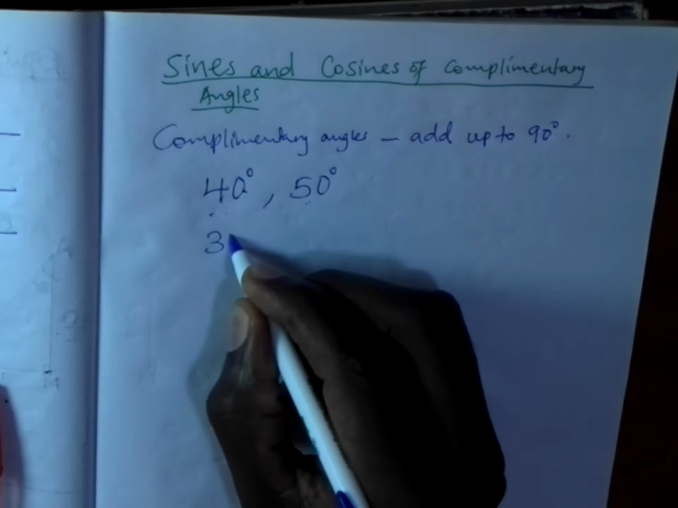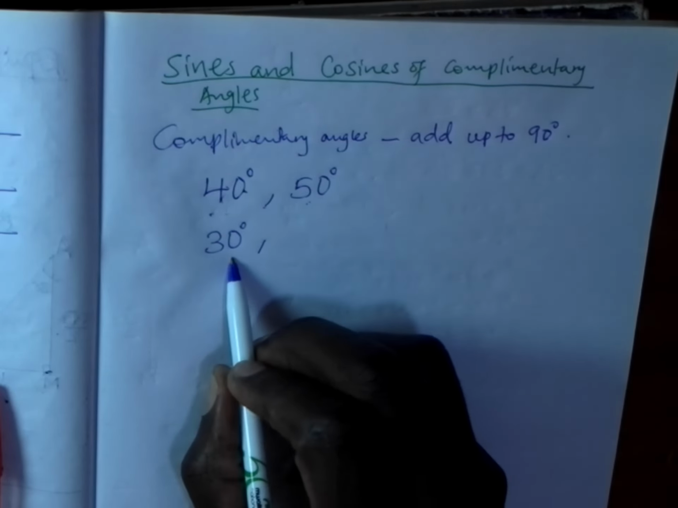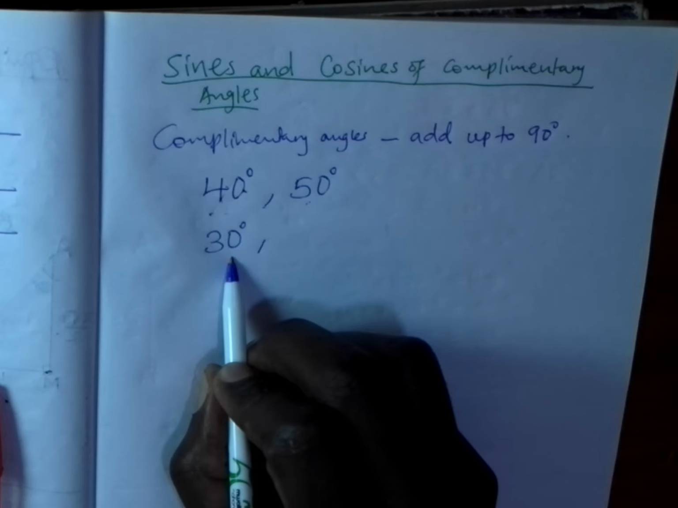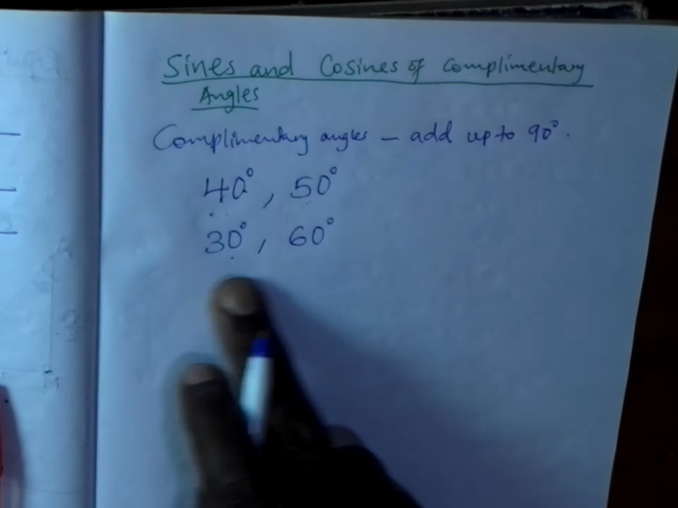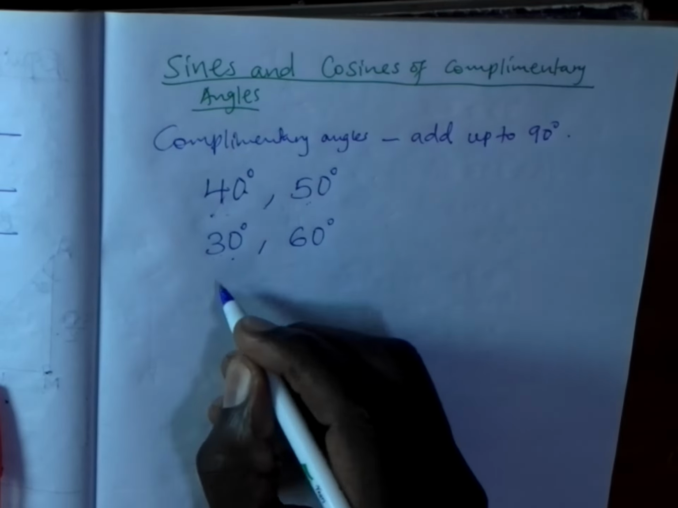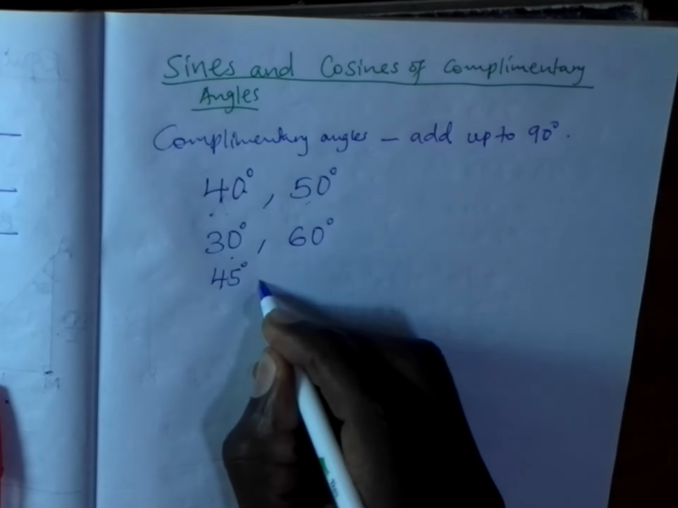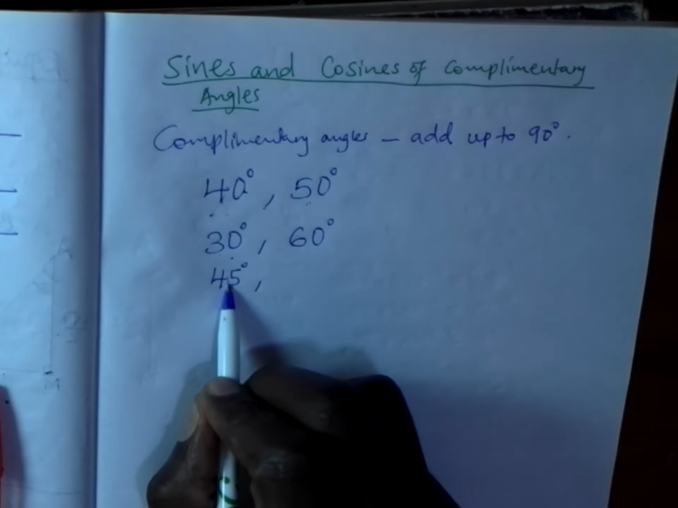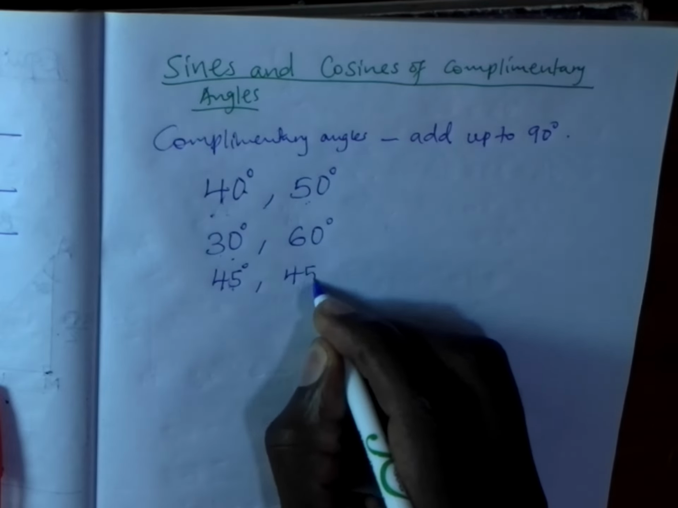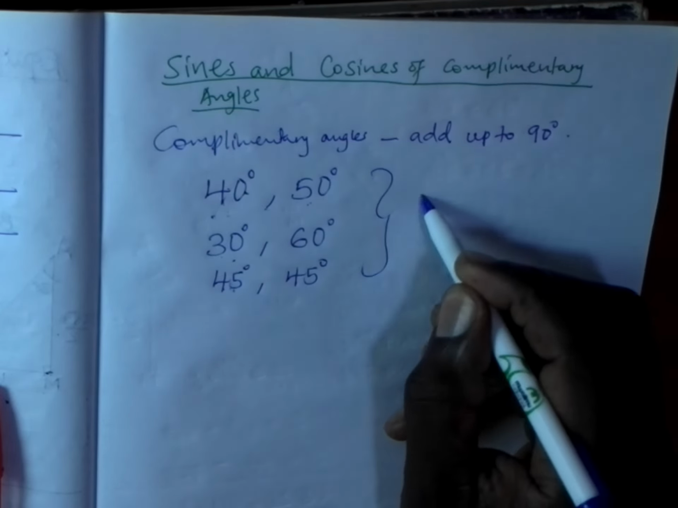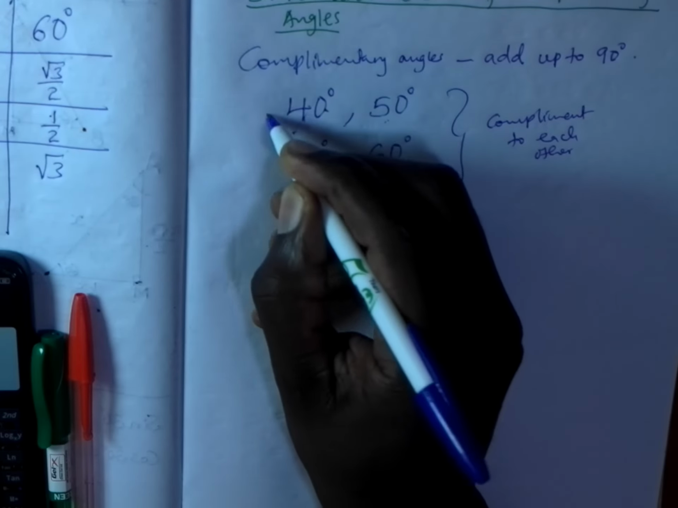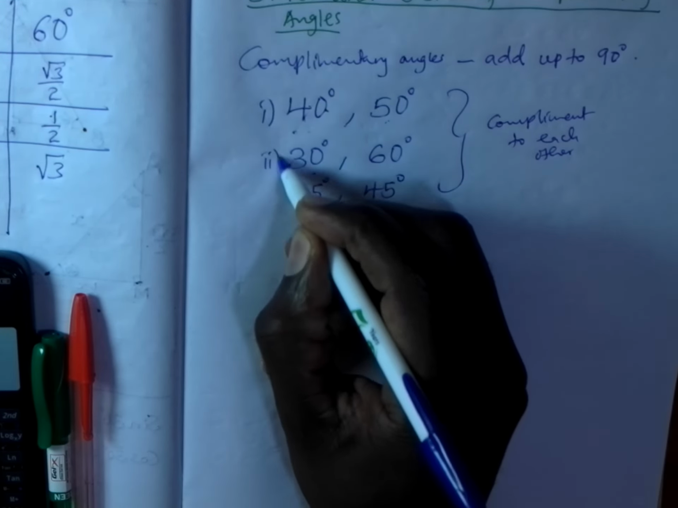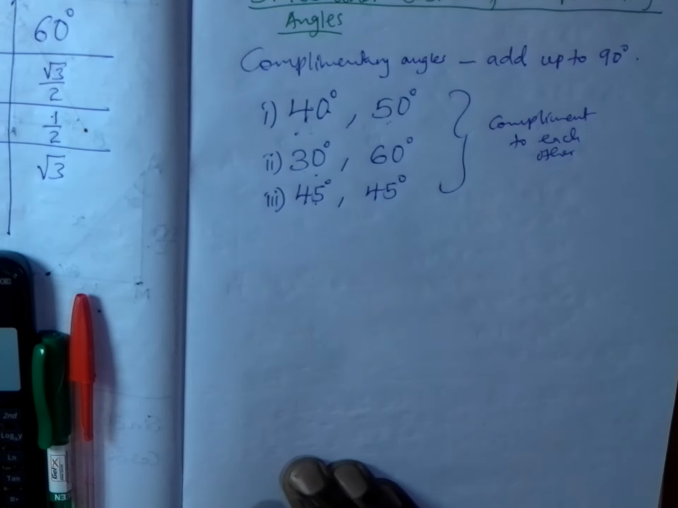The complement of 30 degrees: what must be added to 30 to get 90? So 90 minus 30, which is 60. So those are complements of each other. Like maybe again 45 degrees, its complement is 90 minus 45, which is 45 degrees. So they are complements to each other. So that is 1, 2, 3.